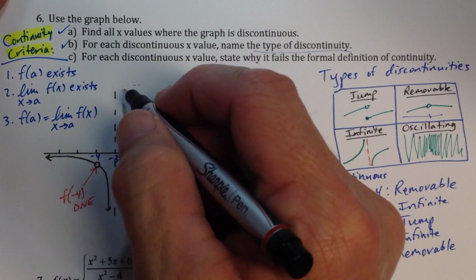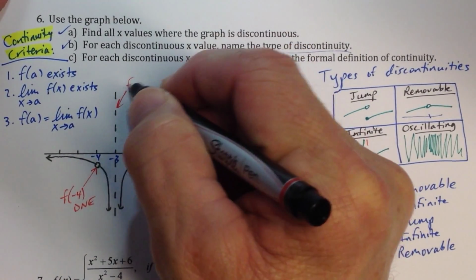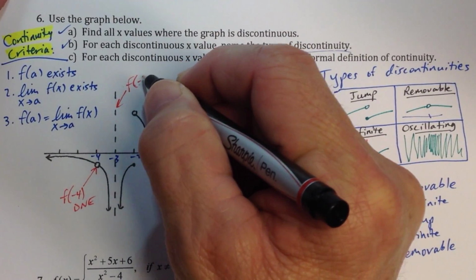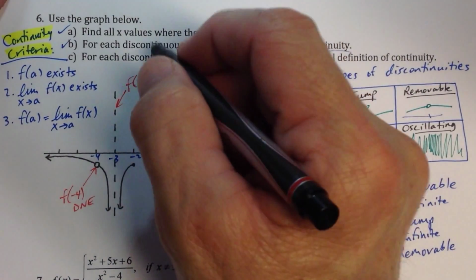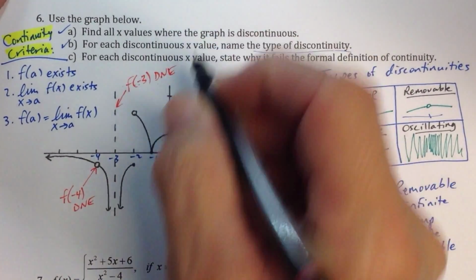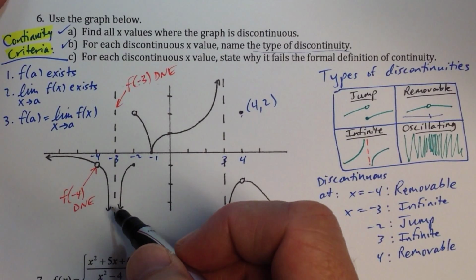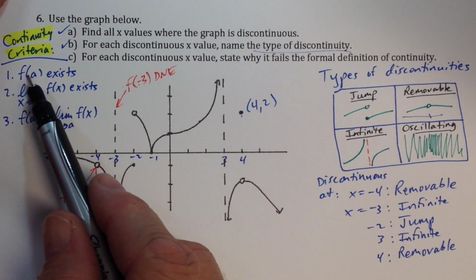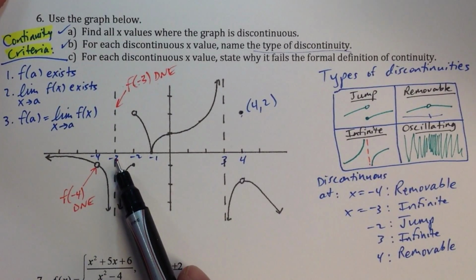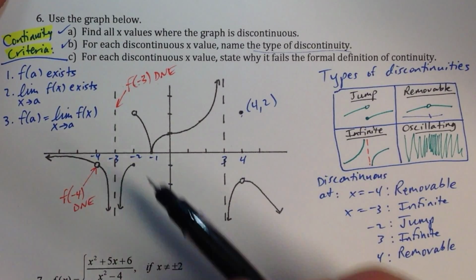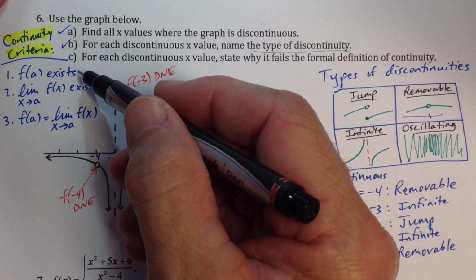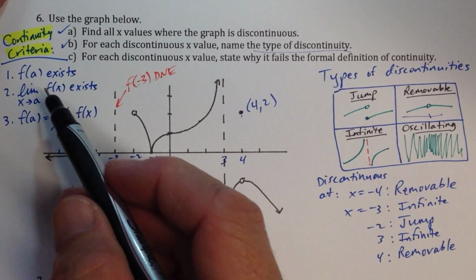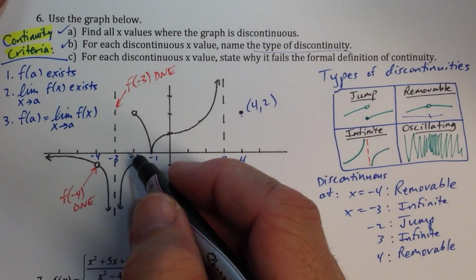Same here. You could say f of negative 3 does not exist. You could also say that the limit doesn't exist, because the limit really doesn't exist here either. But if you go down the list, the first thing you want to try is, does the function exist at that x value? And so you just go one by one, 1, 2, 3 actually, and you'll see as we go here.